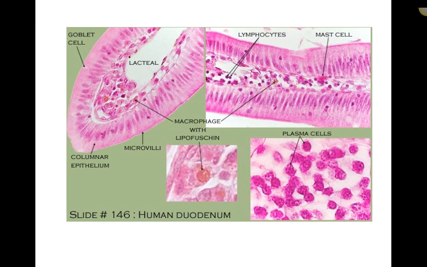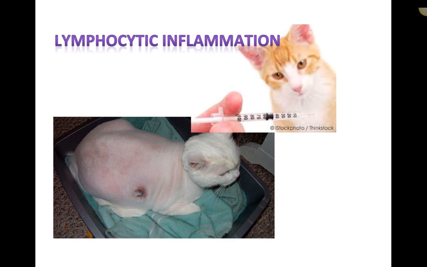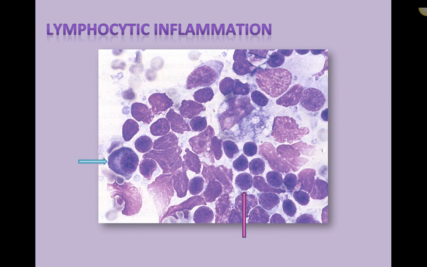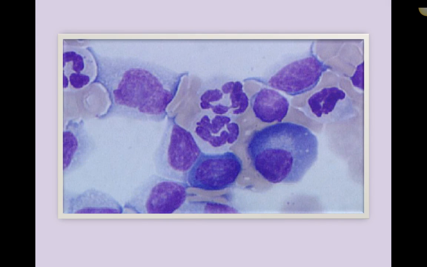This is just a cross-section. This is human of the small intestine, the little lymphatic lacteals in the small intestine where the plasma cells live and are responsible for immune reactions. So here's an example of a vaccine site reaction. Okay, and here's a good lymphocytic inflammation. Plasma cells and some smaller lymphocytes. Same with here, we've got some neutrophils, some plasma cells, and some lymphocytes.